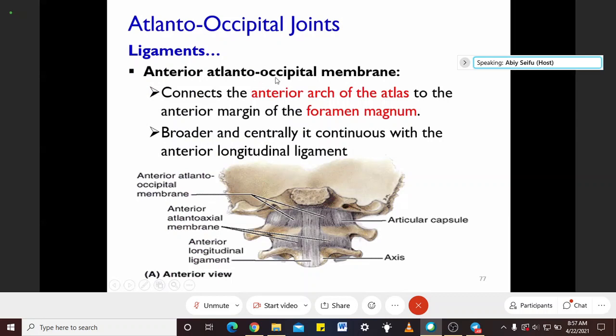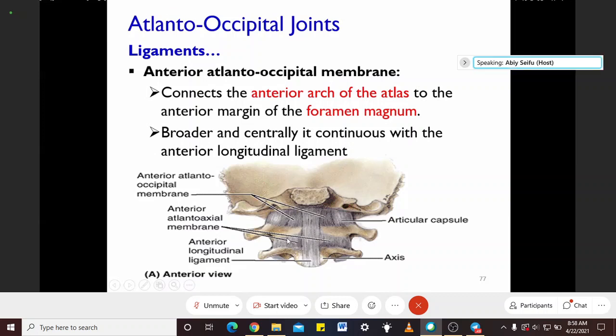You see, this one is the anterior Atlanto-occipital membrane, which is a continuation of the anterior longitudinal ligament. As you have seen here, it is somewhat thicker, but still it is a continuation of this ligament.